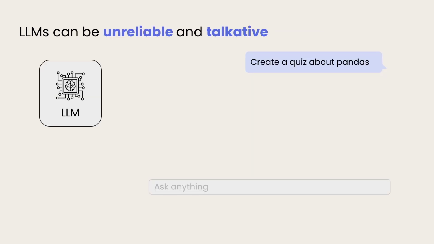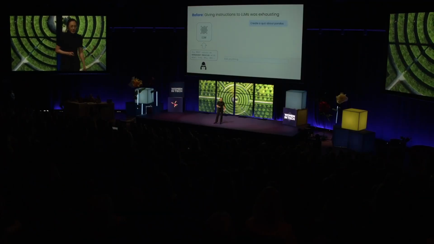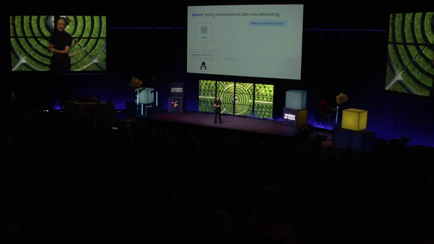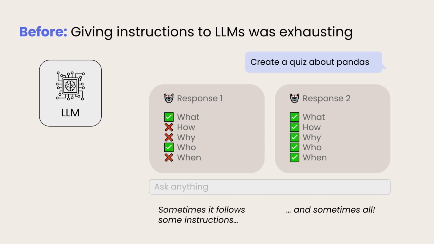Let's dig a little bit deeper, because we all know how unreliable and talkative LLMs can be. But how do we solve that in code? Earlier, it was very common to include the output format in the instructions. So in this example, it could be, you must return an enhanced version of the user input that contains X, Y, Z. And in reality, this was like spending hours trying to tell stubborn 4-year-olds what to do, and then just crossing your fingers and hoping that they will listen to you. Sometimes they would follow some instructions, and only sometimes it would be all.